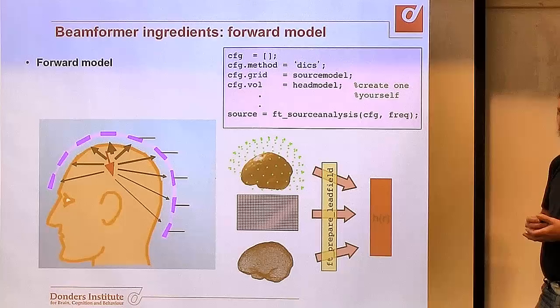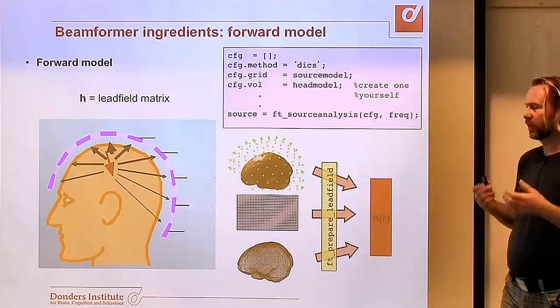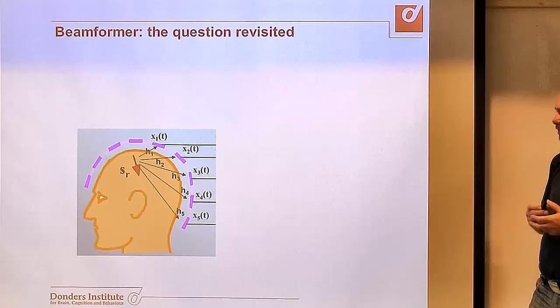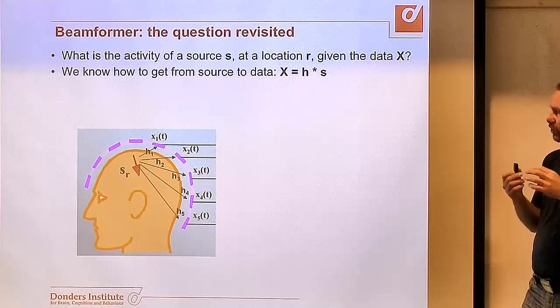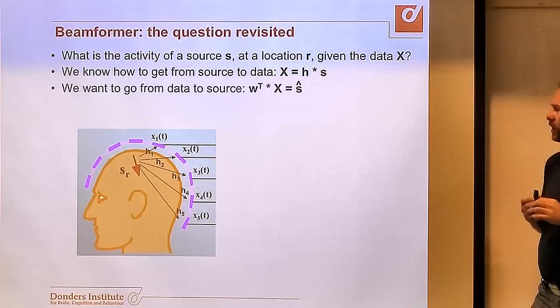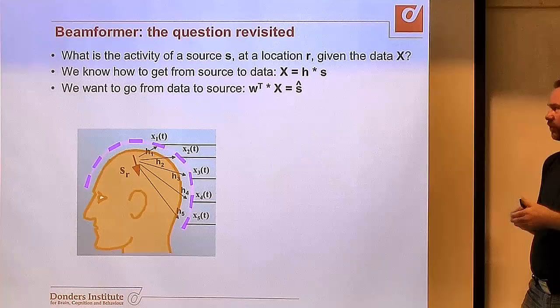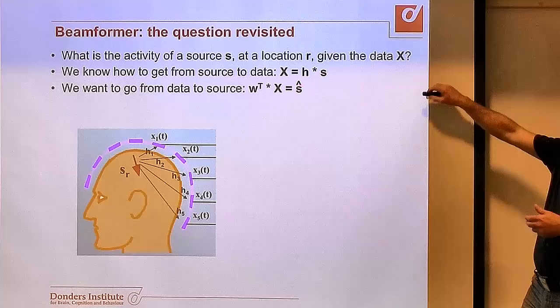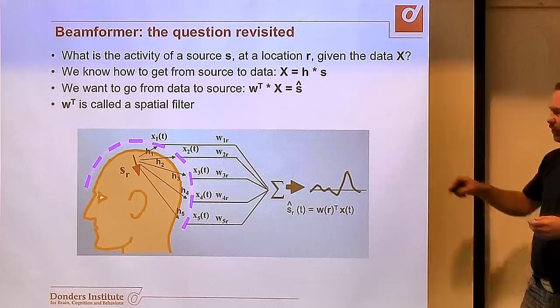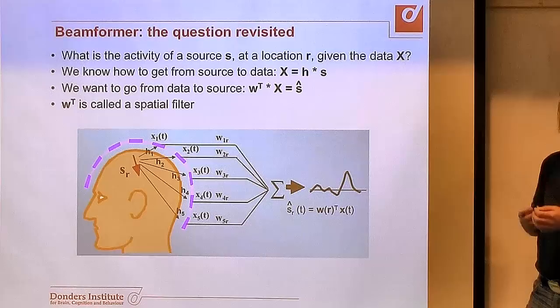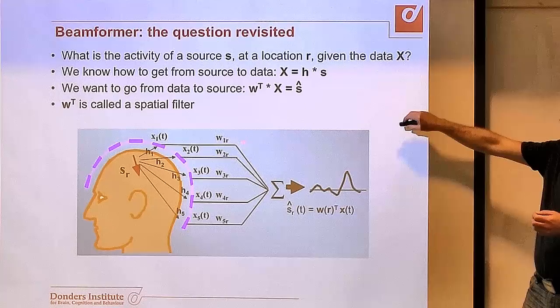And with the H matrix, we can start addressing the question: what are the optimal filters? We know how the source projects onto the channels, so we know how to get from the source to the channels. We now want to go from the channels to the source. So we want to find this W that allows us to estimate the sources. And W, or W transposed as I'm using it here, is a spatial filter. So for each channel we determine a specific weight, and the time series of the channel times the weight, we sum up to get a time series of the source.